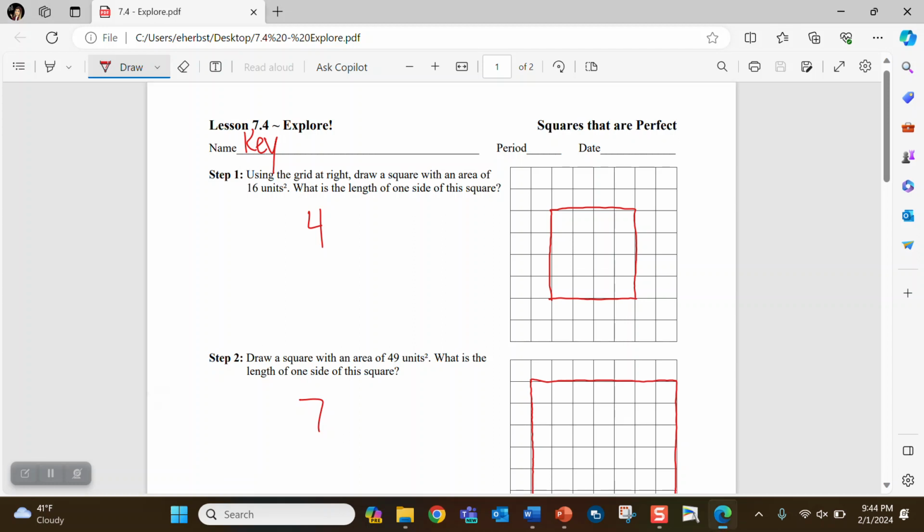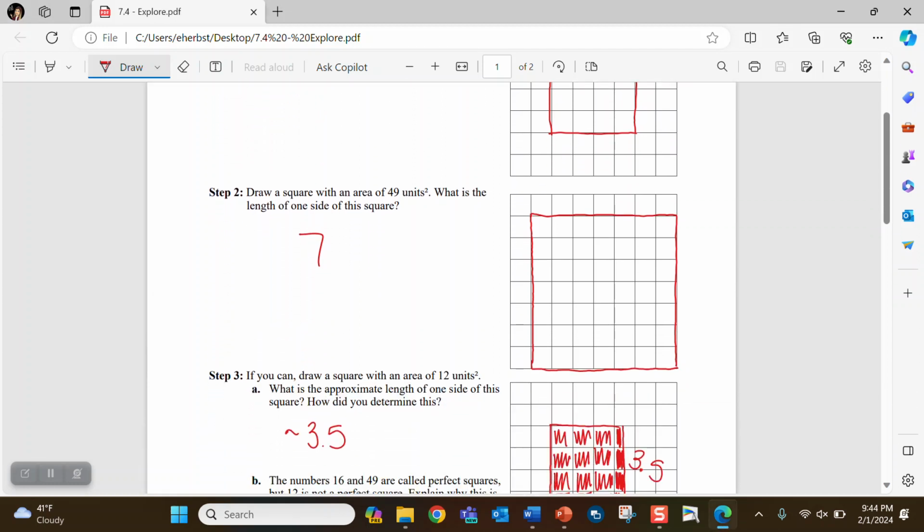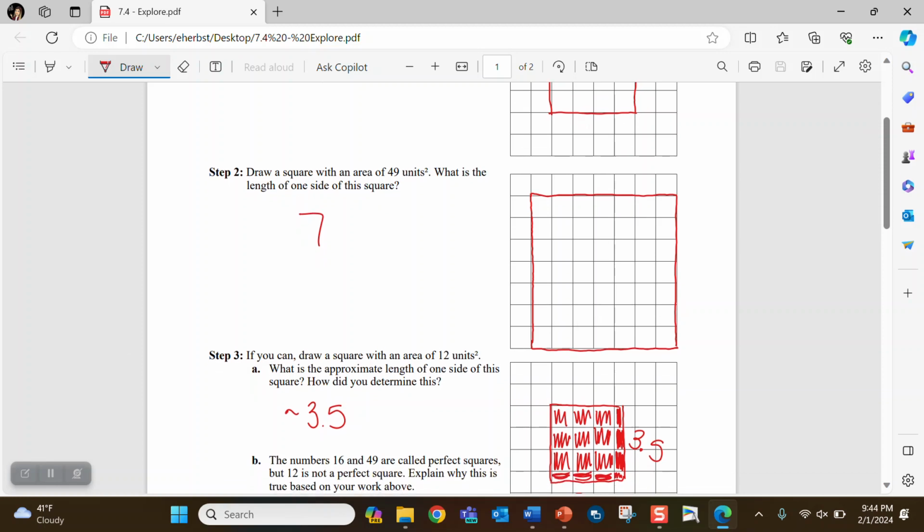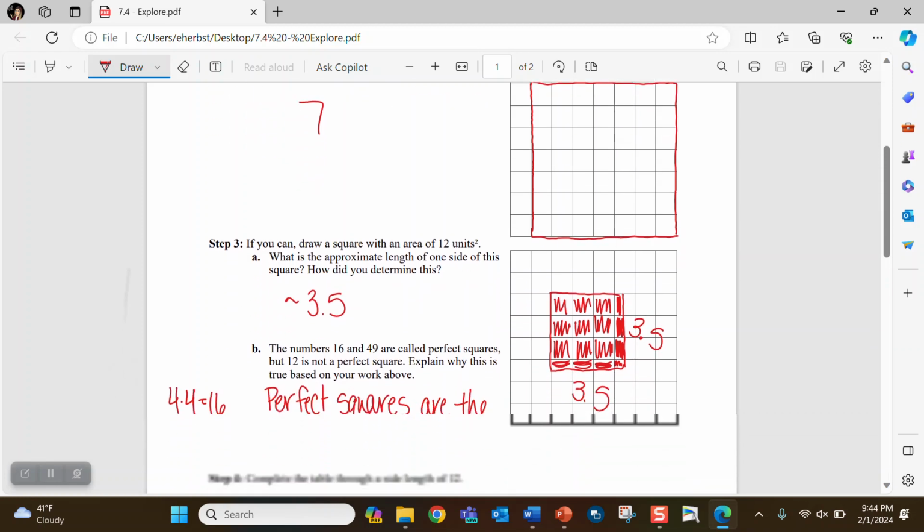is 16. In step 2, you're asked to draw a square with an area of 49 units squared and then state the length of that square's side. So hopefully you found or drew a 7 by 7. If you were to count those squares inside the square, the area, you would count 49 squares. So again, the side length here would be 7. 7 times 7 is 49.